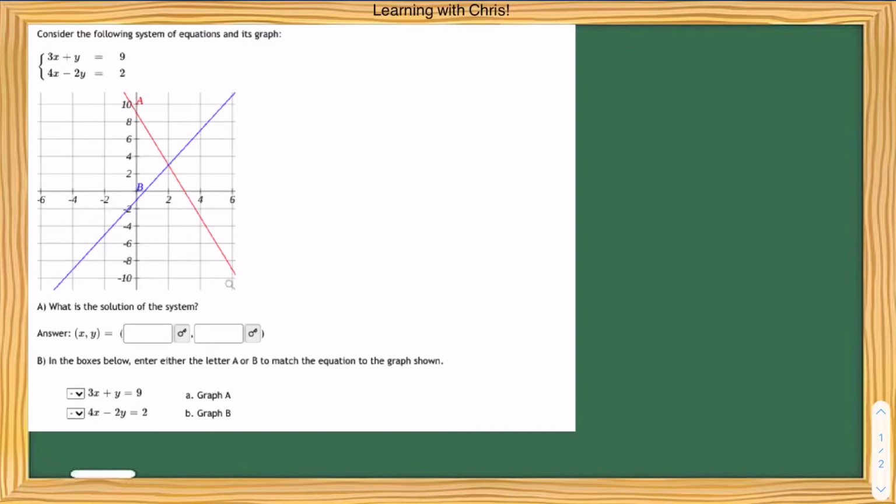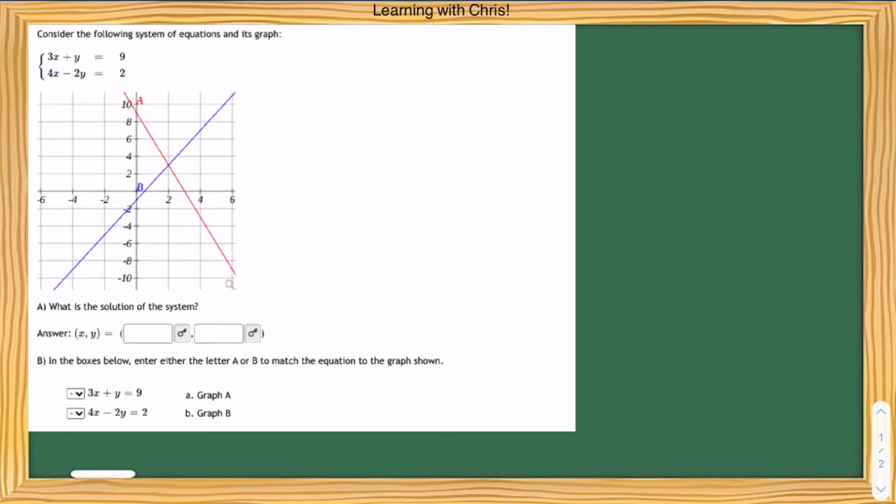Consider the following system of equations and its graph. Our system of equations and graph has already been made for us, so now we can move straight to question A. What is the solution to the system of equations? Well, we know that a solution by graphing can be found by looking at where the two lines intersect, which is this point right here.